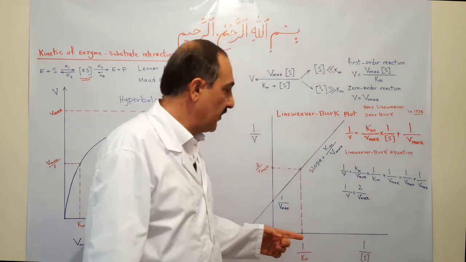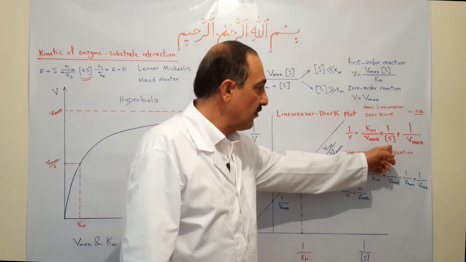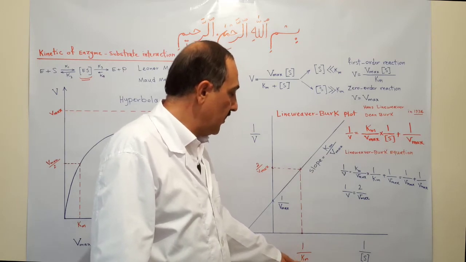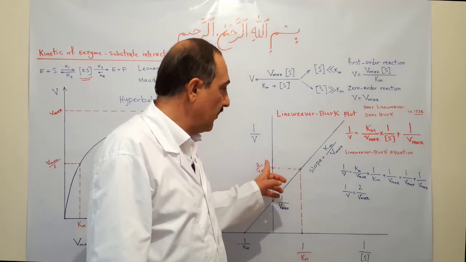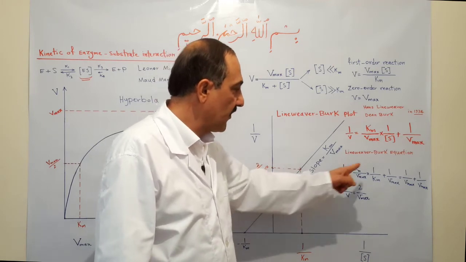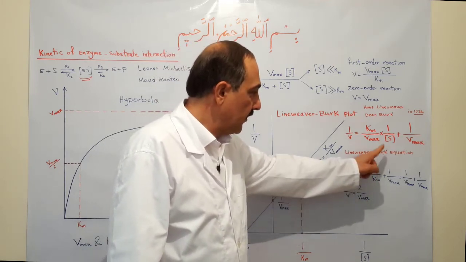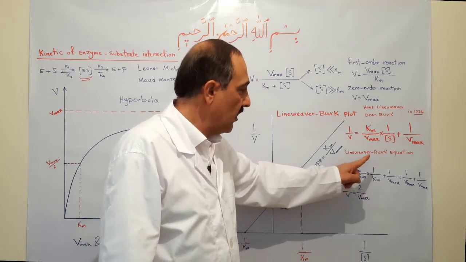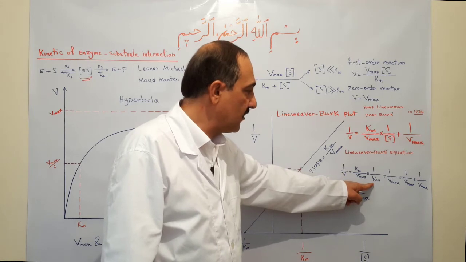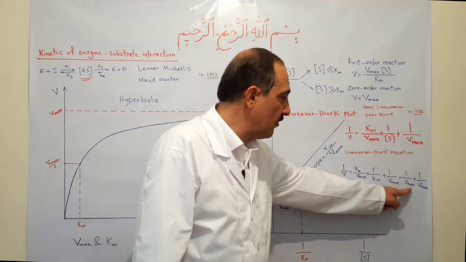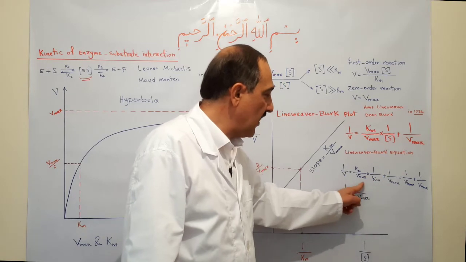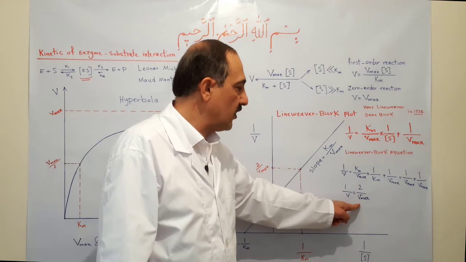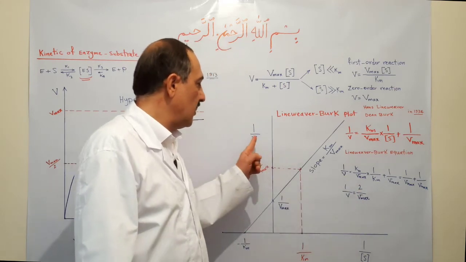Firstly, you should replace 1 divided by substrate by 1 divided by Km, namely respective x value of Vmax divided by 2. Here, the Km in denominator and numerator are cancelled. The result is 1 divided by Vmax. 1 divided by Vmax plus 1 divided by Vmax is equal to 2 divided by Vmax, as you see here.